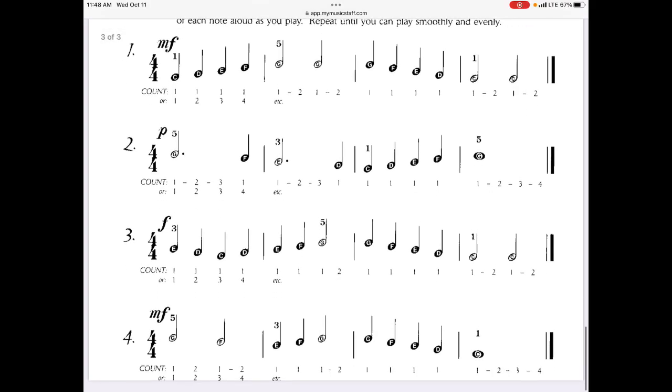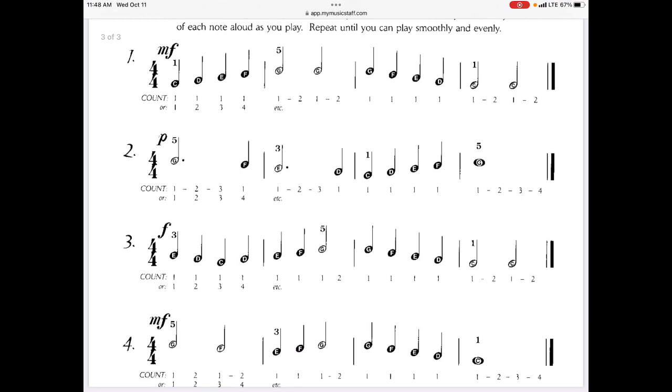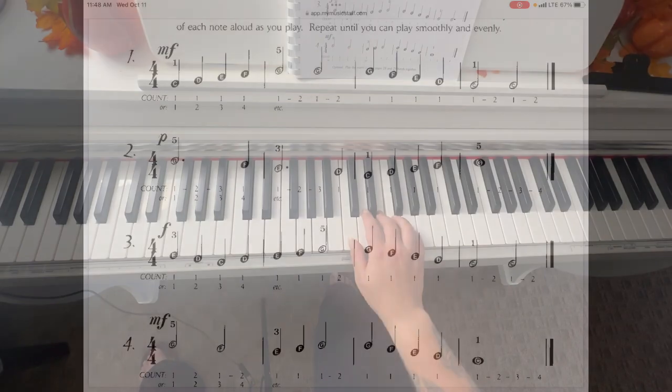For your third exercise, you are going to start with your third finger, and it's going to go like this. 3, 2, 1, 2, 3, 4, 5, 5, 4, 3, 2, 1, 1.